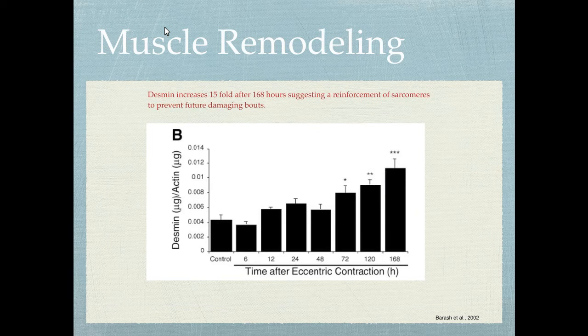Now, what we're looking at here is the amount of desmin per level of actin. Essentially, if you look here from control desmin all the way to 168 hours, desmin starts to increase. So it may initially go down, but then it actually rebounds and increases. And what this is suggesting is a reinforcement of the sarcomeres to prevent future damaging bouts of exercise.